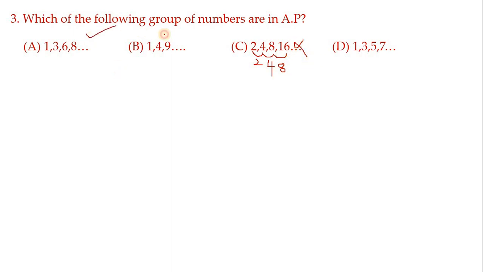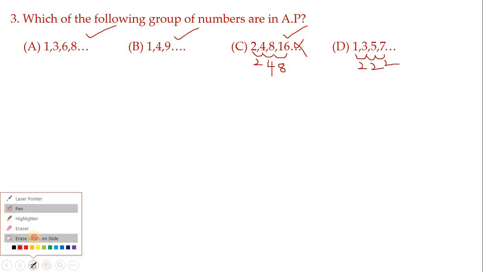See, when 3 options are not answers, then no need to find the fourth one because we are left with only one option, hence that would be the correct answer. If you want to check it, 3 minus 1 is 2, 5 minus 3 is also 2, 7 minus 5 is also 2. So common difference is same, hence the correct option is D.